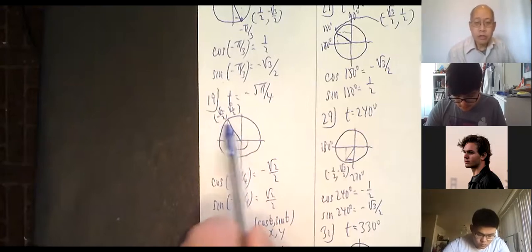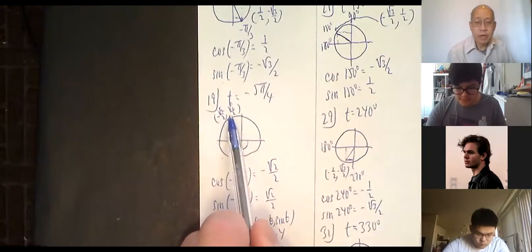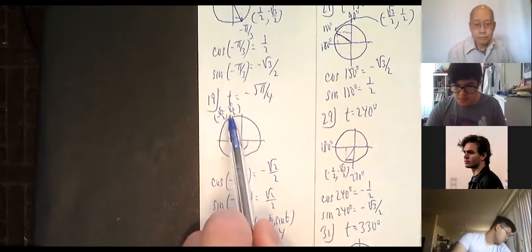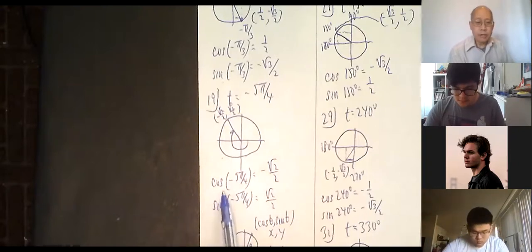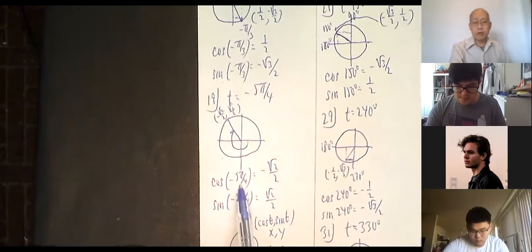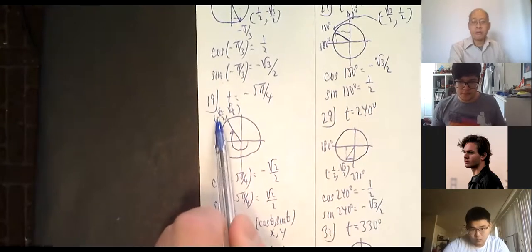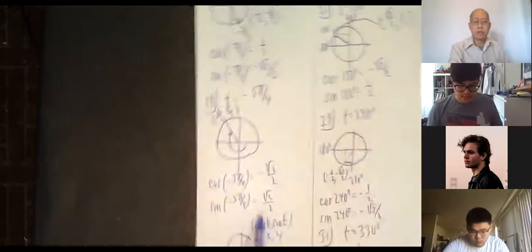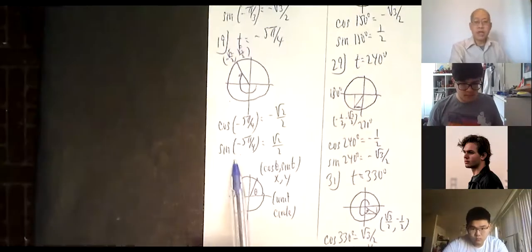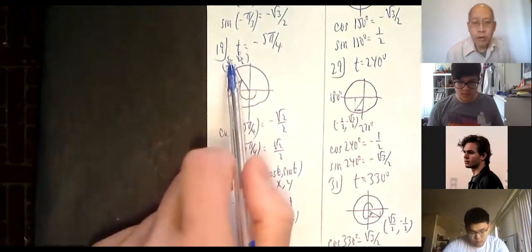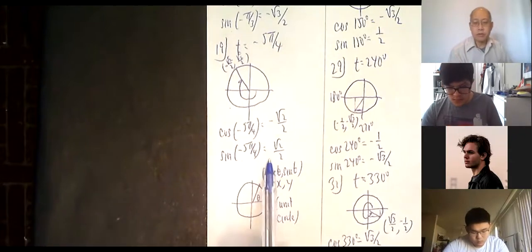And quadrant 2 means x is negative, y is positive. So there it is. Cosine of negative 5 pi/4, x coordinate, negative radical 2/2. Sine of negative 5 pi/4, y coordinate, positive radical 2/2.